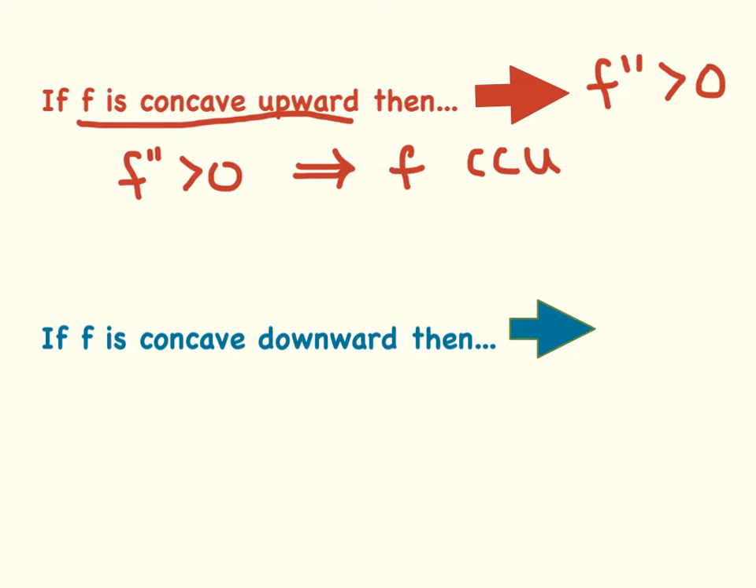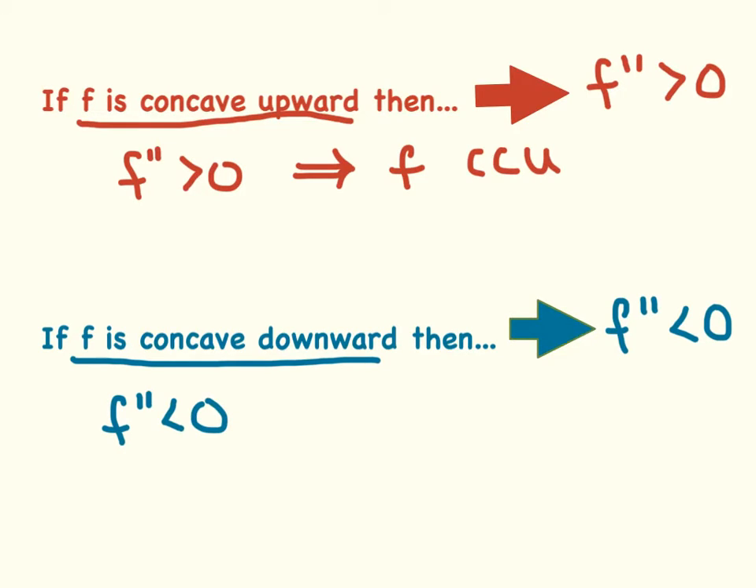Let's see, just the opposite. If we know that f is concave down, then what must be true? Well, that implies that the second derivative is negative. Or the converse of that, if we knew for sure that f double prime was negative, then that would imply that f is concave downwards.